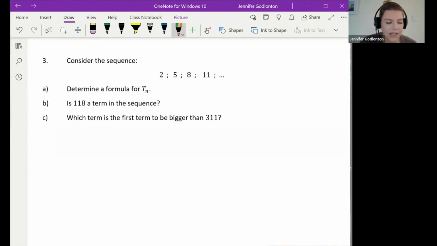B, there's a word there that may throw you off, but I want you to just give it a go. Chloe and Athelia, just always make sure you have Tn is equal to when you're working with your number pattern equations.